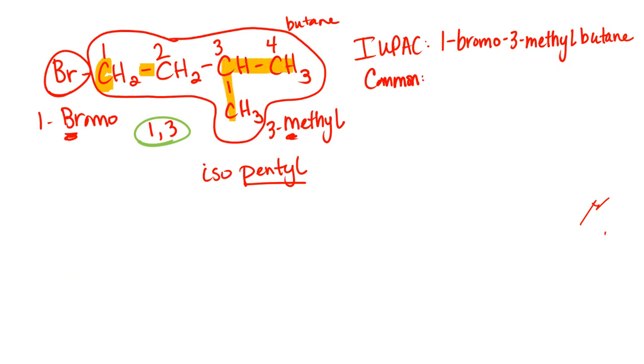Now sometimes folks ask, well, what if that branch had been coming from here? What if there had been a branch from this carbon? What would I name that? That's not sec, that's not iso. Common naming just doesn't have a name for having a methyl at that particular spot. But in this case, we do have a common name, and so our common name is isopentyl. Notice how iso doesn't have a dash before the group. We have isopentyl bromide.